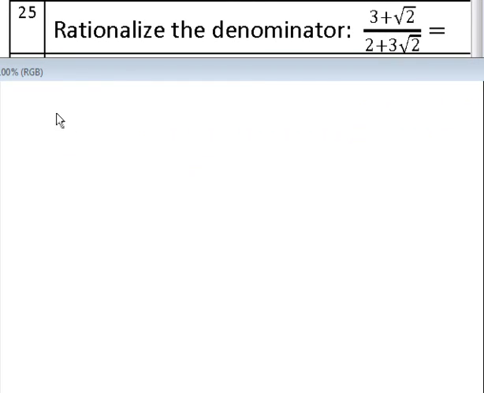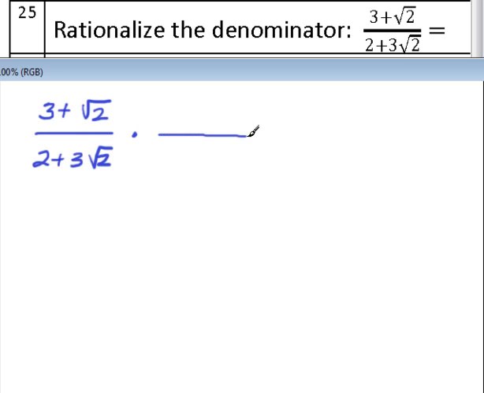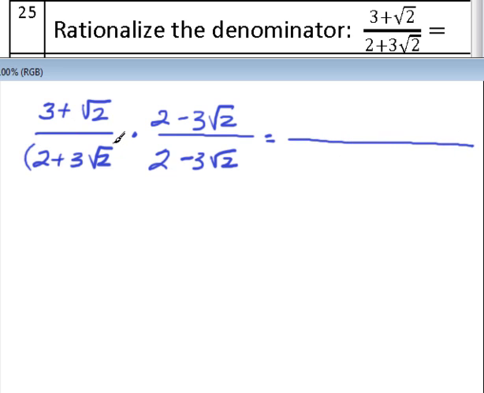In number 25, we're again rationalizing a denominator, but this time we have 2 terms in the denominator. So we're going to multiply numerator and denominator by the conjugate of the denominator. So that would be 2 minus 3 root 2. All right, so let's do that. In the denominator, we just have to do first and last because these are conjugates and the middle term drops out. So we have 2 times 2, that's 4, minus 9 times 2.